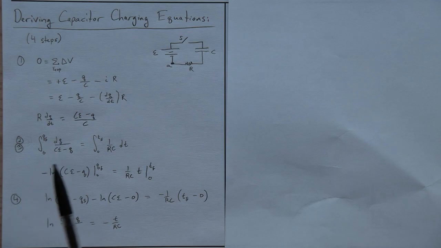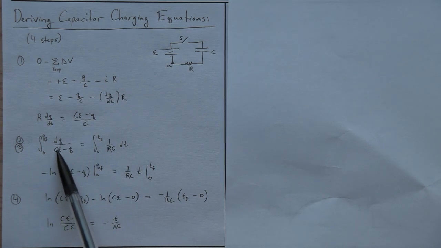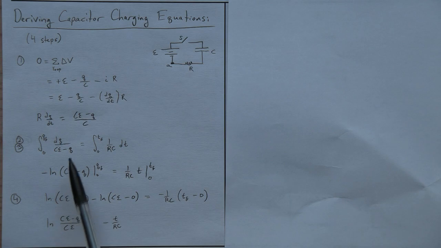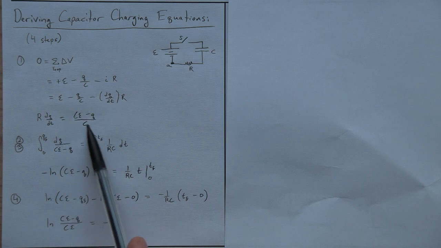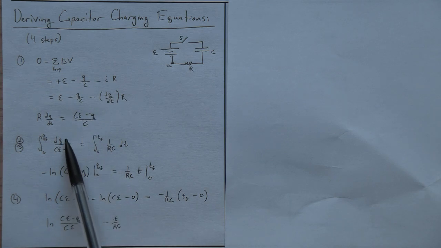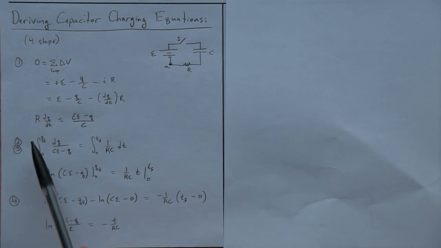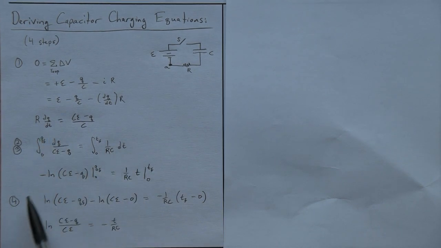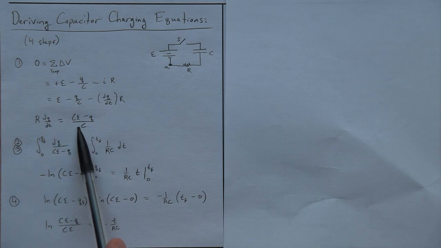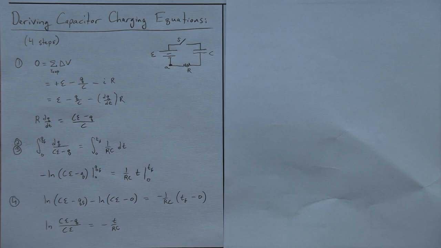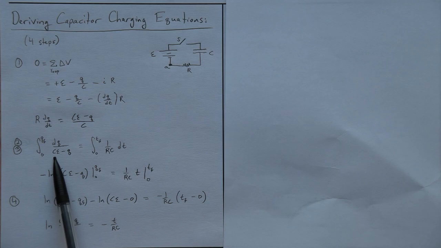Then to separate the variables, I got to get all the Q's over to this side and all the times to the other. So I divided by this entire numerator here. So we have dq over C times EMF minus Q. The R and the dt I moved to the other side. I divided both sides by R, so we have RC together in the denominator, and the dt over to the other side. So the variables are separated, all Q's, all times.